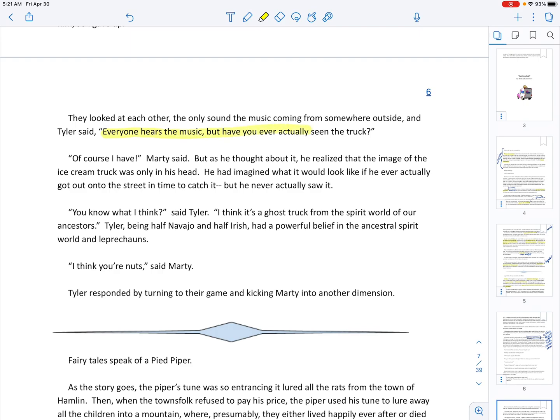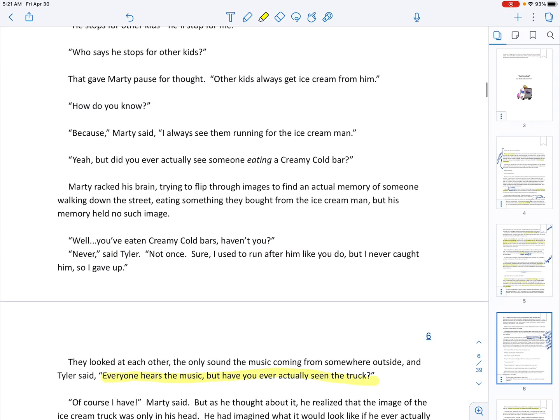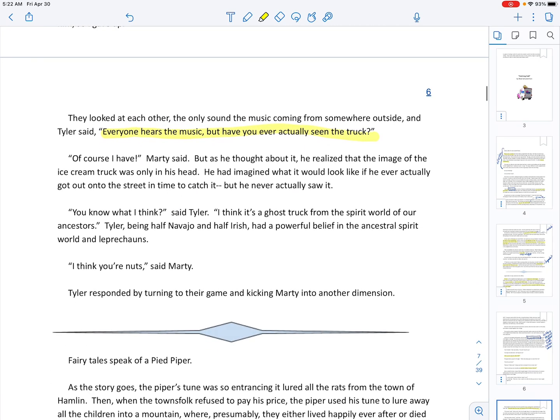This is an interesting point, right? That, plus the idea that no one ever gets that truck to stop. No one ever eats creamy cold ice cream bars. Tyler seems to have a more logical, reasonable view of things to this point, right?